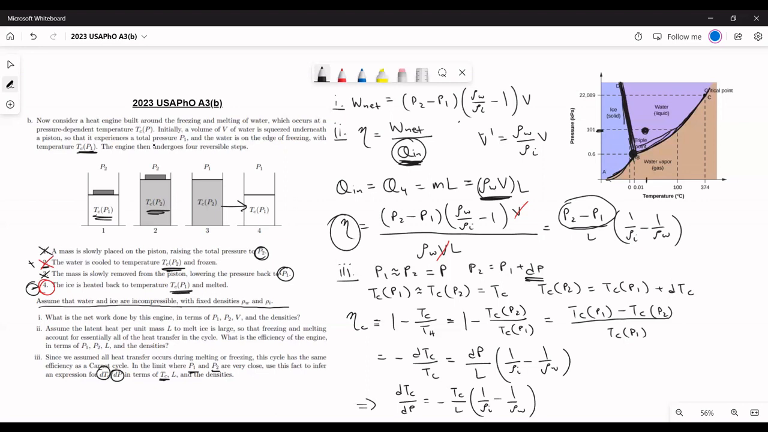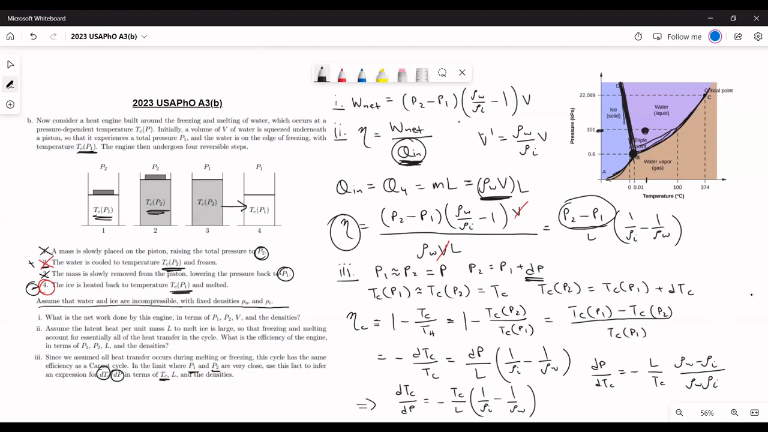But we can actually write this in, since we want to look at the phase diagram, which is actually a pressure temperature diagram with pressure on the y-axis. We can write this in a more suggestive form by basically just taking the reciprocal of this, and we get dP over dTc is equal to negative L over Tc times rho W minus rho I over rho W rho I.